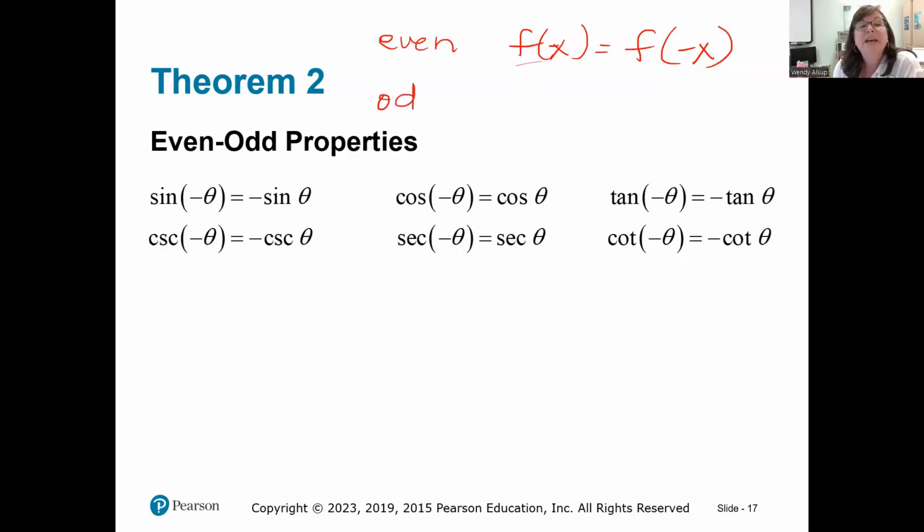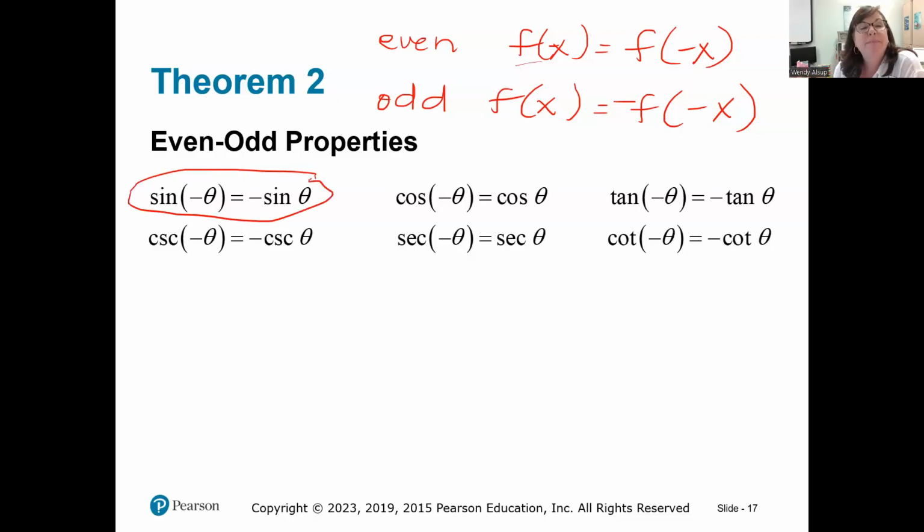Odd says if you plug in opposite x's, so you have f of x and f of negative x, you're actually going to get opposite y's. So if you plug in the opposite x, you're going to get the opposite y. All right? So that's odd. Sine is odd. If you plug in opposite angles, negative theta and positive theta, you're going to get opposite sines.